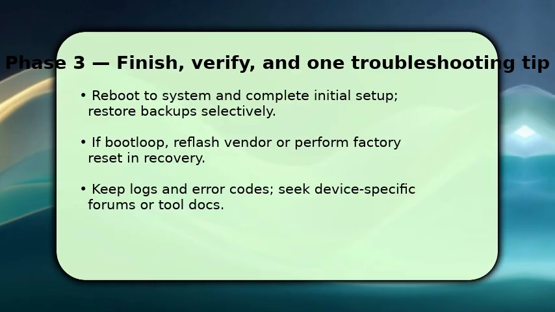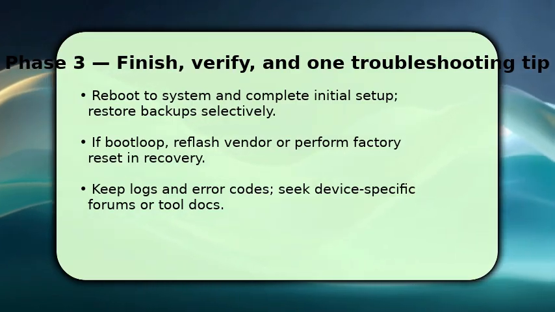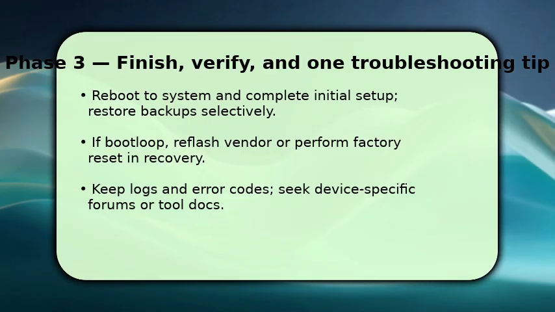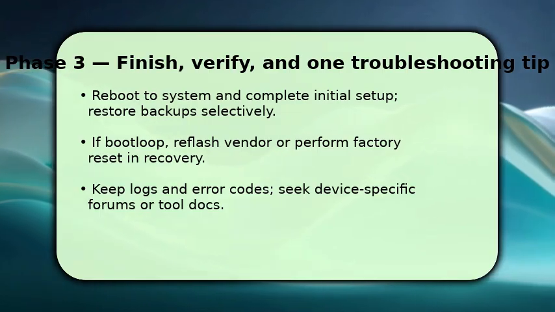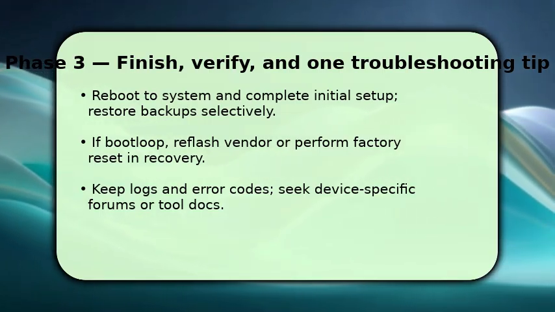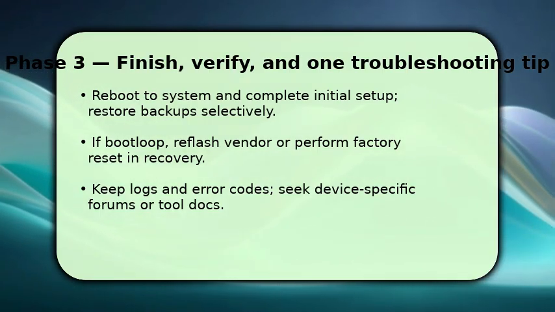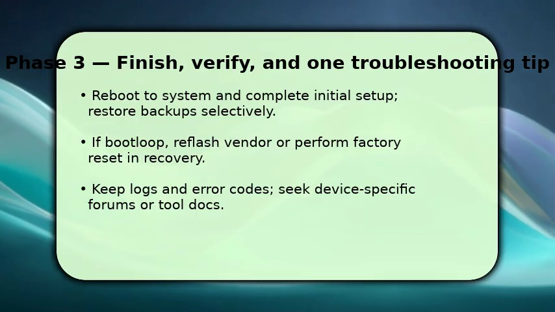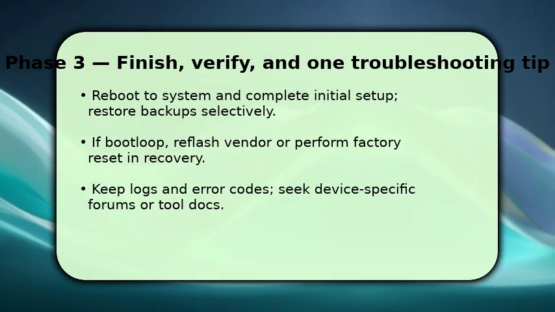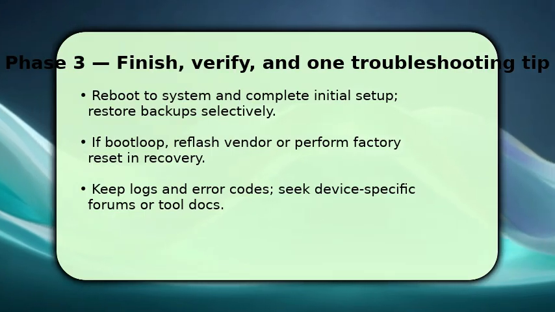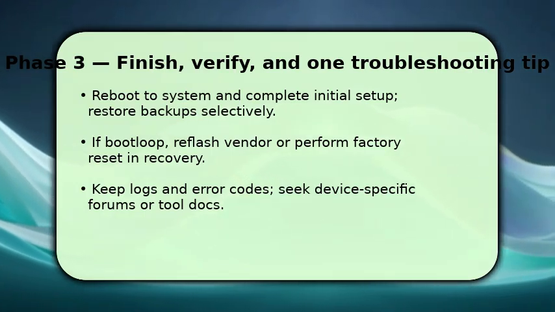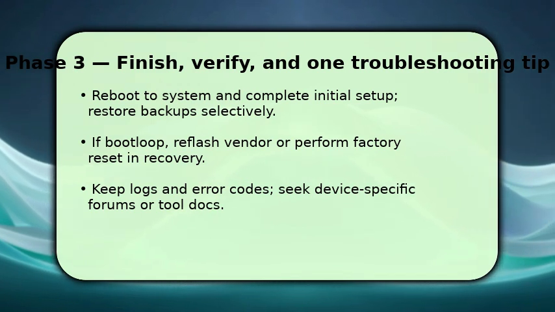If the phone enters a boot loop, first try wiping cache and then reflash the vendor or firmware components, because missing vendor blobs often cause boot failures. Make sure to capture error messages and ADB or fastboot logs. These codes tell you why the flash failed and guide targeted fixes. Keep them ready if you escalate to community forums or developer tools.